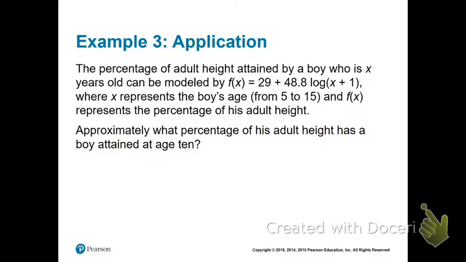All right, example 3 here says the percentage of adult height attained by a boy who is x years old can be modeled by that function there, where x represents the boy's age from 5 to 15 and f of x represents the percentage of his adult height. Approximately what percentage of his adult height has a boy attained at age 10? So they gave us this equation.